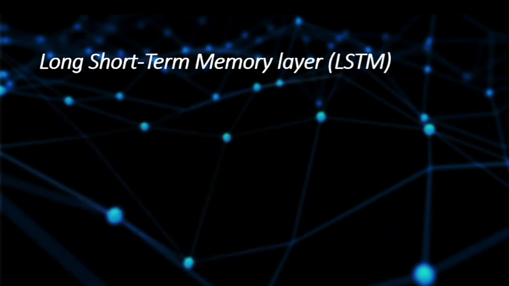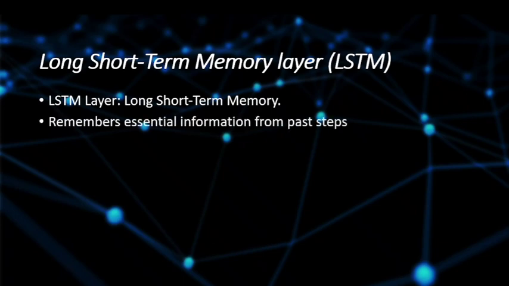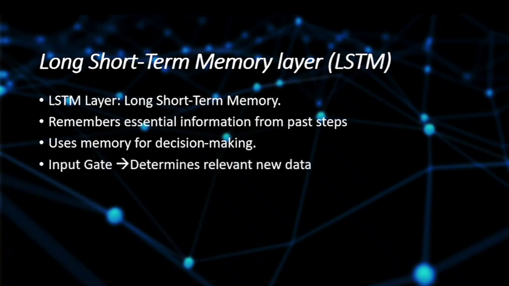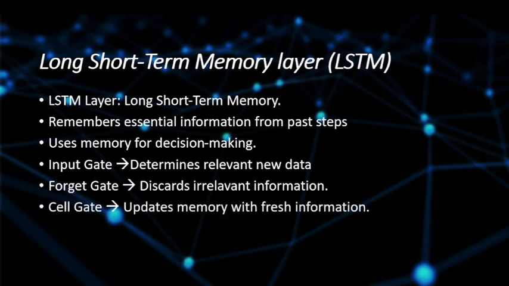Next, LSTM layer, which is also known as long short-term memory layer. So LSTM stands for long short-term memory. It remembers essential information from the past step. It then uses this memory for decision making. It consists of 4 gates, namely input gate, forget gate, cell gate, and output gate. Input gate. It is responsible for determining relevant new data. Forget gate. It discards any irrelevant information. Cell gate. It updates memory with fresh information. And output gate directs the next move.